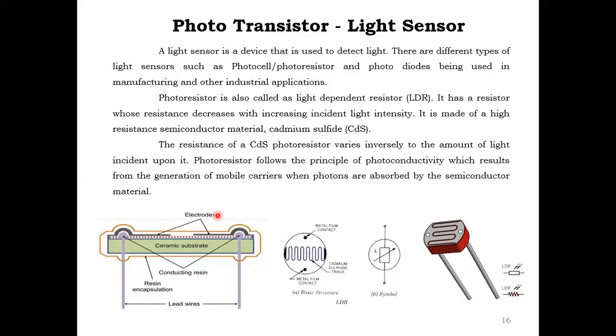Photoresistors follow the principle of photoconductivity, which results from generation of mobile carriers when photons are absorbed by the semiconductor material. This is the construction. This is the cadmium sulfide wire that is defined in a coil like that. If light falls on this material, the resistance of the material will reduce, so it will produce some output. Using the variation, we can calculate the light intensity.